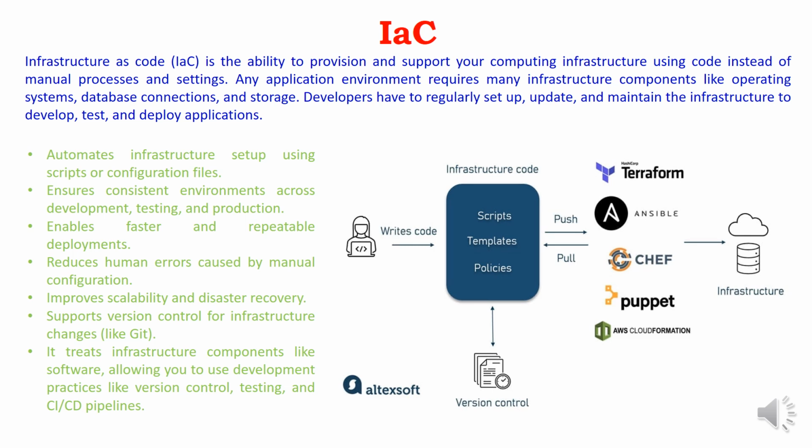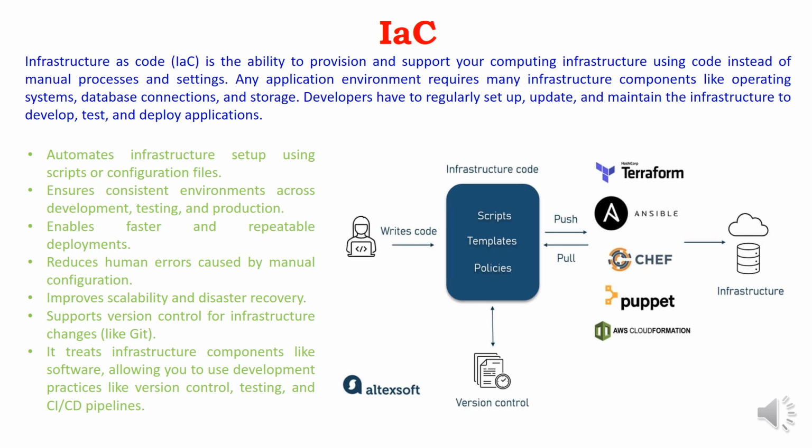Infrastructure as code is the ability to provision and support your computing infrastructure using code instead of manual processes and settings. Any application environment requires many infrastructure components like operating systems, database connections, and storage. Developers have to regularly set up, update, and maintain the infrastructure to develop, test, and deploy applications.